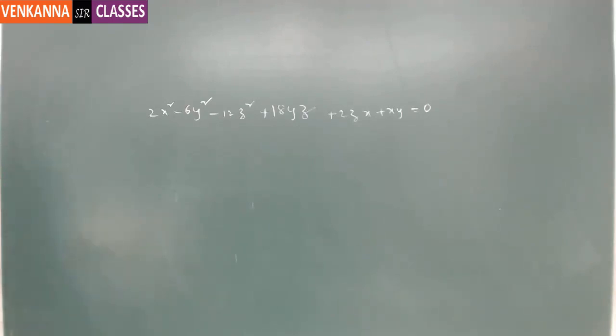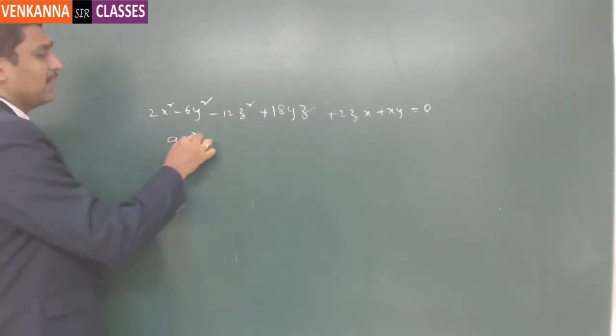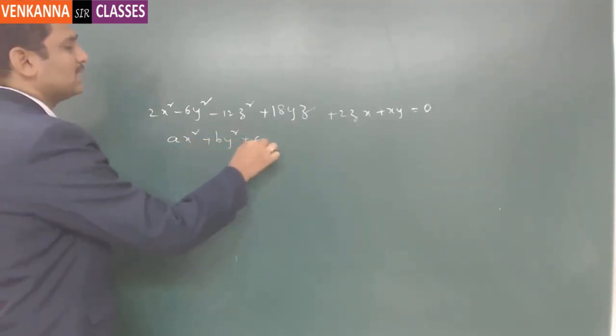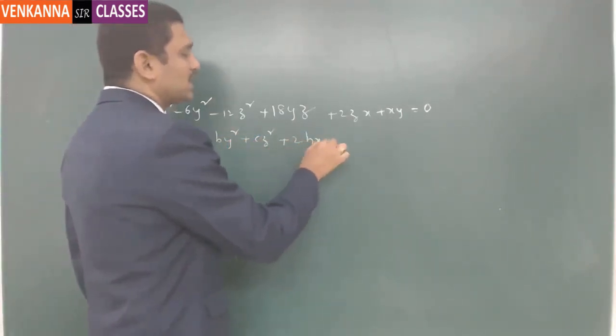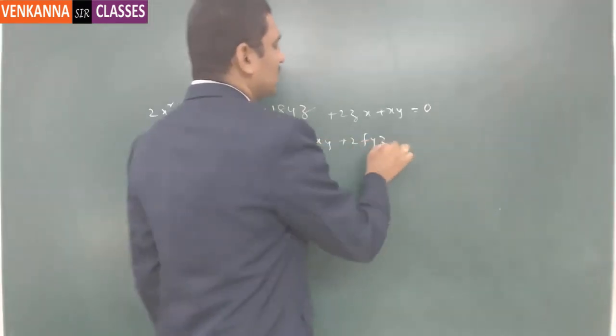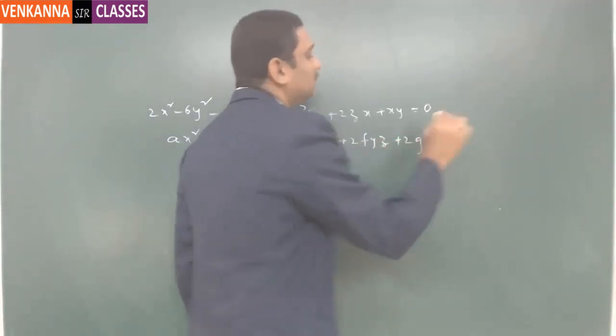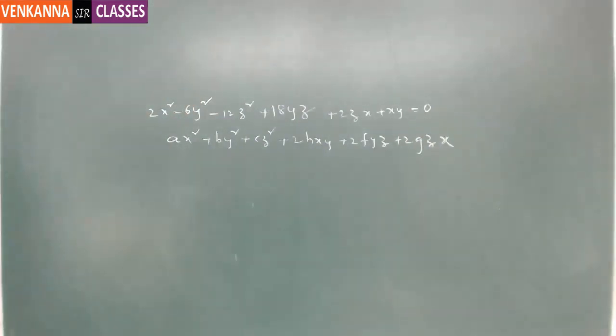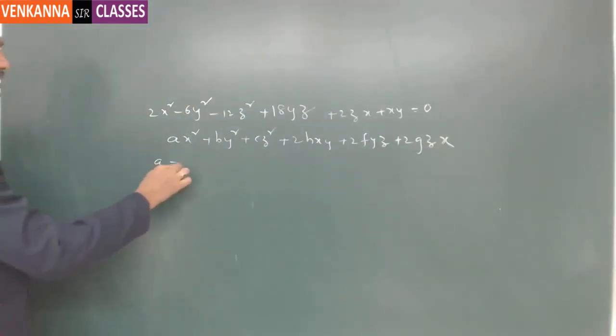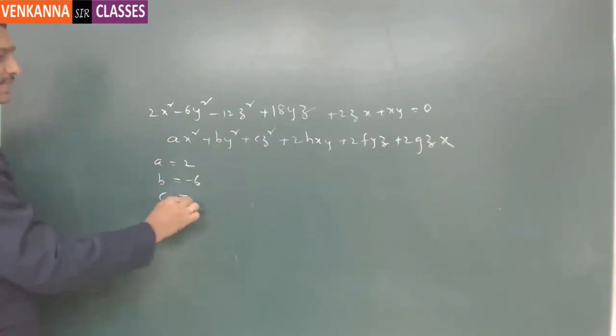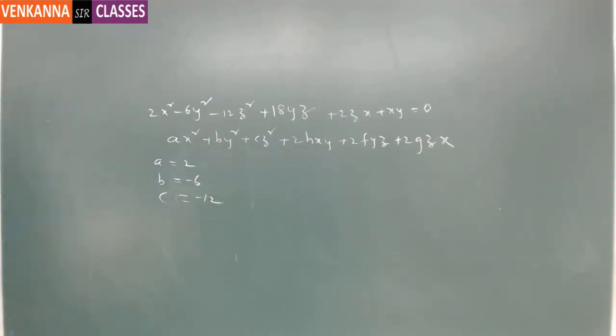So first of all, let us compare the equation with ax square plus by square plus cz square plus 2hxy plus 2fyz plus 2gzx. So from that you can say a is equal to 2, b is equal to minus 6, c is equal to minus 12, and if we calculate fgh, f is equal to 9, h is equal to 1 by 2, g is equal to 1. So do you accept those values?